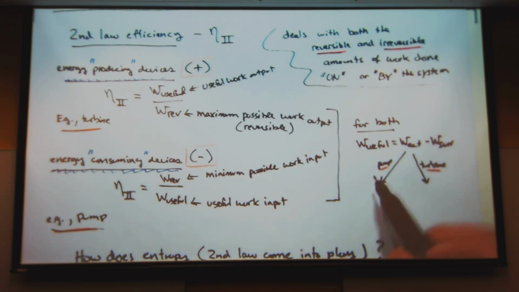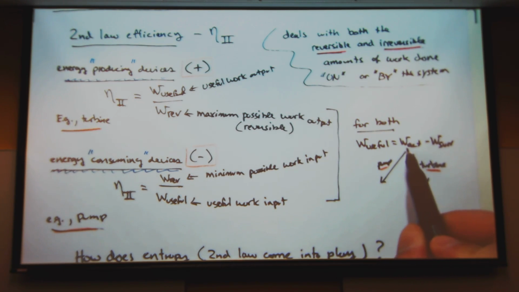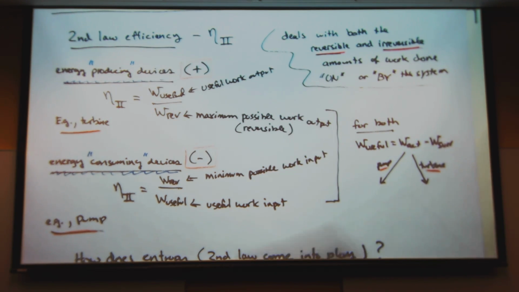And so for both, I can say the work useful is the work actual minus the work surroundings. Now the work surroundings, this has to deal with if I blow up a balloon, and I make the balloon bigger and bigger and bigger. What am I doing? I'm displacing the air in the surroundings. So I'm doing work on the surroundings. So in some cases, you might have devices where I'm displacing or they're expanding. And so this work surroundings, you can kind of think of it as the PV work of the surroundings.